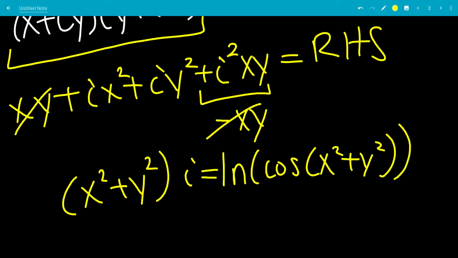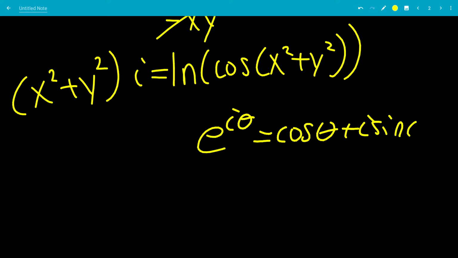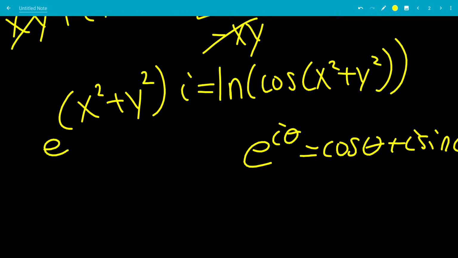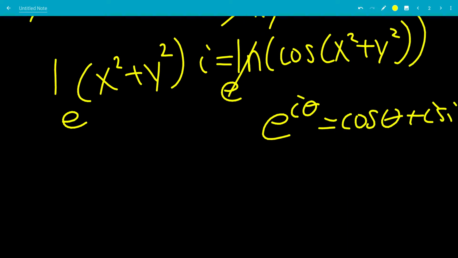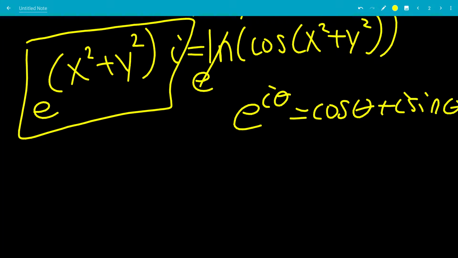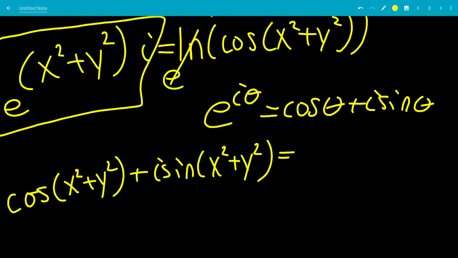Okay, good. We know an identity, it's special, e to the i theta equals cosine theta plus i sine theta. So we can take e on both sides because we have something times i on the left-hand side. So we have e to the ln, e to the ln will cancel. On the left-hand side, we'll have e to this. Theta equals x squared plus y squared, so we're going to plug that in. So we're going to have cosine of x squared plus y squared plus i sine of x squared plus y squared, now equal to the right-hand side, which is cosine of x squared plus y squared.